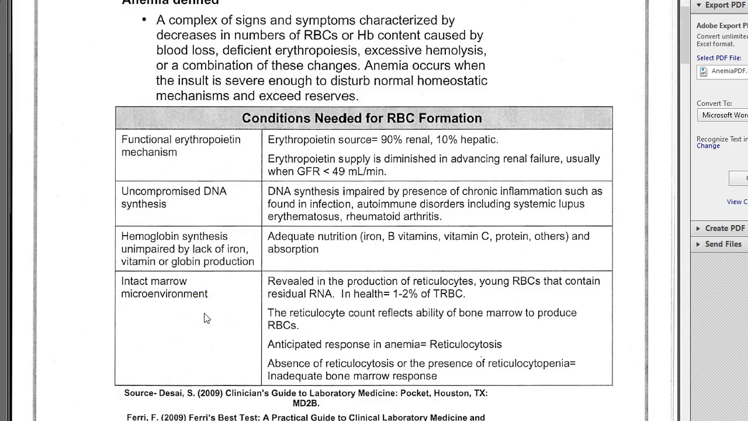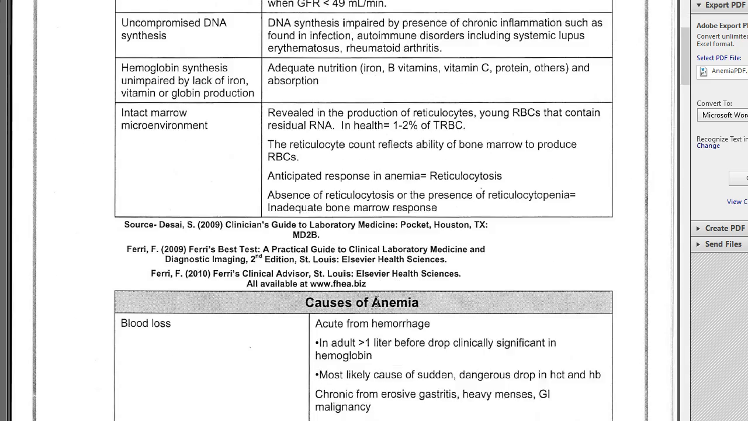A lot of this is going to be revealed in your reticulocyte count, because that really reflects the ability of the bone marrow to produce RBCs, which we've talked about. In the setting of anemia, you're going to expect to see reticulocytosis. In the absence of reticulocytosis or the presence of reticulocytopenia, that means there's an inadequate bone marrow response. So that's basically everything that's required for red blood cell production.